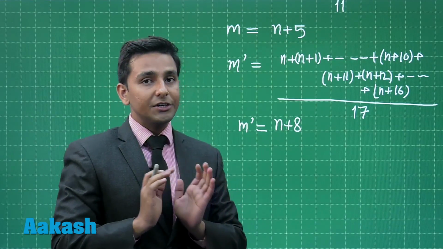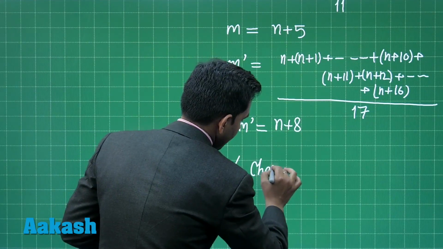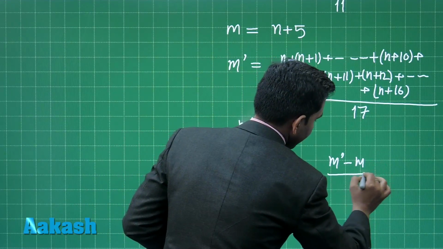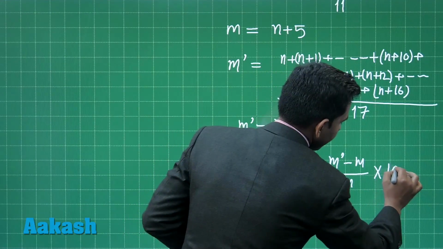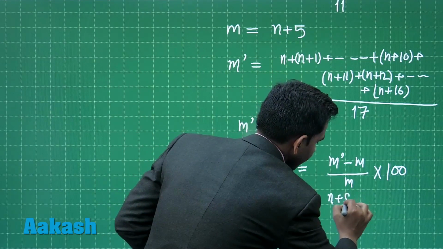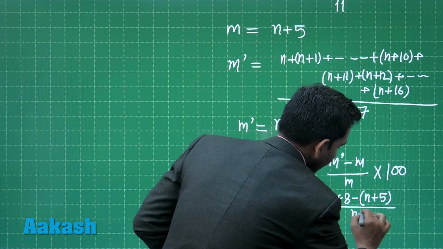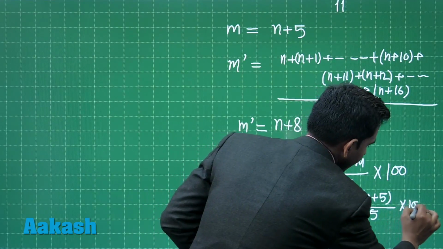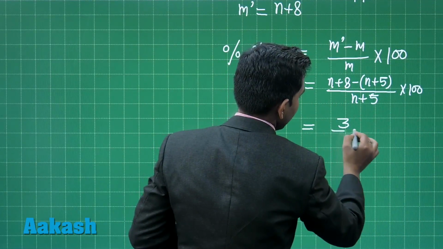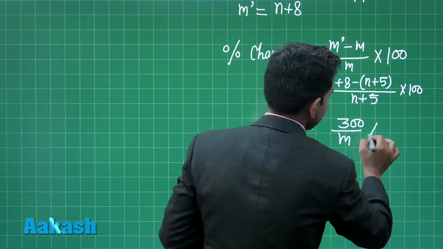Now we have to find the percentage change. So we can calculate the percentage change. The percentage change is equal to m dash minus m divided by the original value of the mean multiplied by 100. So when we put all the values here, we will get n plus 8 minus n plus 5, that is the original mean, divided by n plus 5 multiplied by 100. So when we further simplify, what will we obtain here? In the numerator we will get 3 and in the denominator we are getting n plus 5, which is equal to m. That means 300 divided by m % is the percentage change.